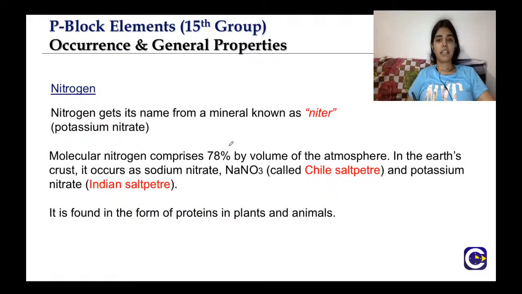So nitrogen gets its name from a mineral known as nitre, that is potassium nitrate. If you see the occurrence and general properties of these elements, we are very much confirmed that nitrogen is present as nitrogen gas in the atmosphere, and it occupies 78% volume of the atmosphere. In the earth crust, nitrogen is present as sodium nitrate, that is the Chile saltpeter, and potassium nitrate, that is the Indian saltpeter. It is also found in the form of proteins in plants and animals. So this is the basic occurrence of nitrogen.